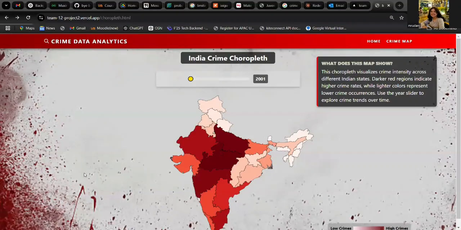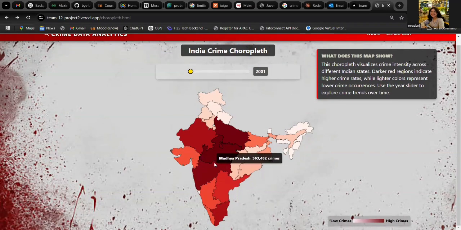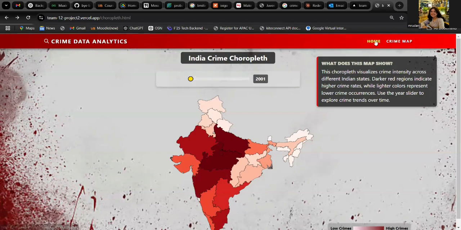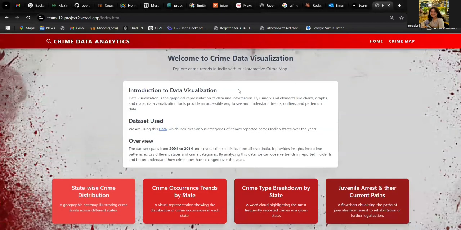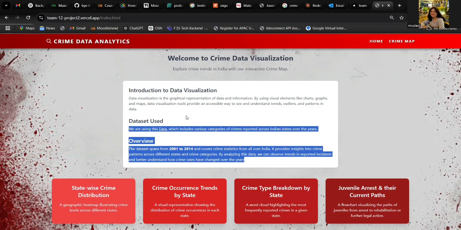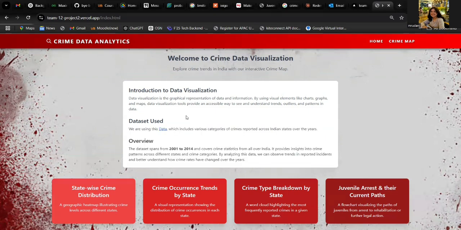This is Team 12. The members are Faisal Madani, Radha, and Shravani. We are going to be showing our visualization. We used a data set from Kaggle, which represents crime statistics from 2001 to 2014 in India. Within this data set, there were several sub data sets, which we'll be explaining as and when we show a particular visualization.